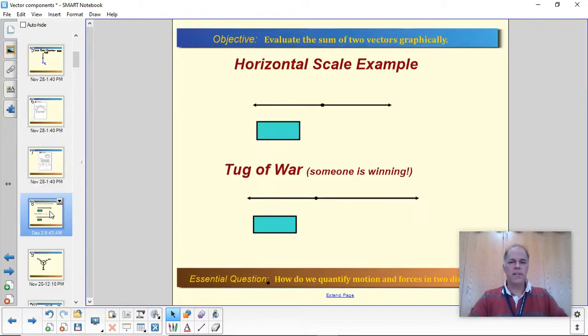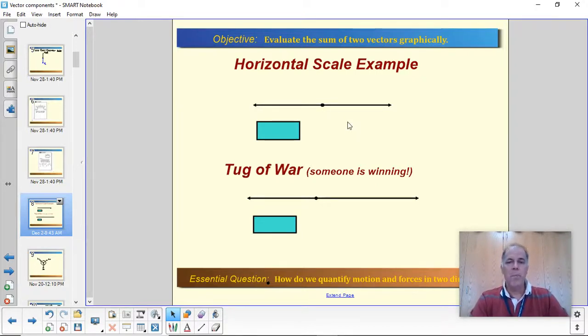Okay, so let's transfer this to free body diagrams again, okay? So this was the example of the horizontal scale that we just did. So this is a free body diagram of it. The dot represents the scale itself. We had 100 newtons pulling to the right and 100 newtons pulling to the left.